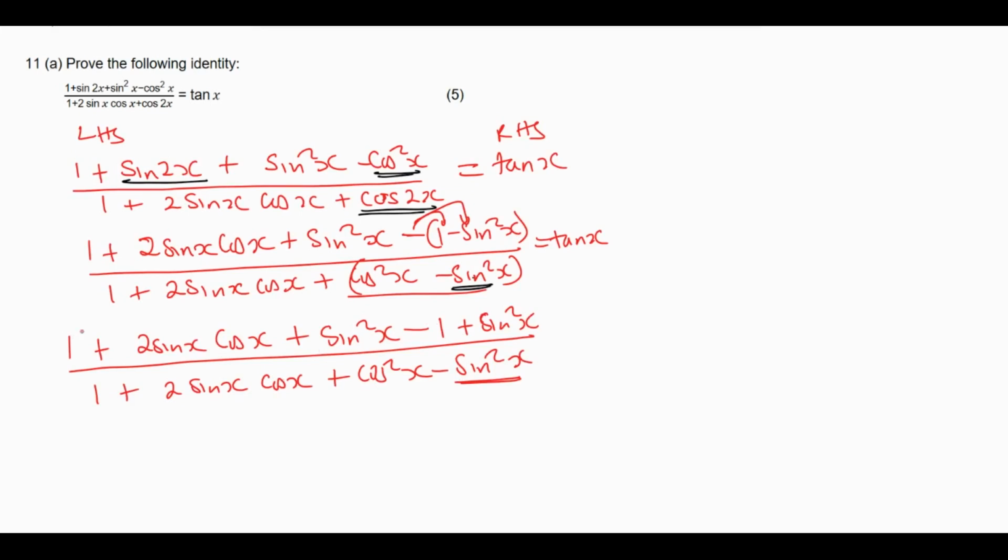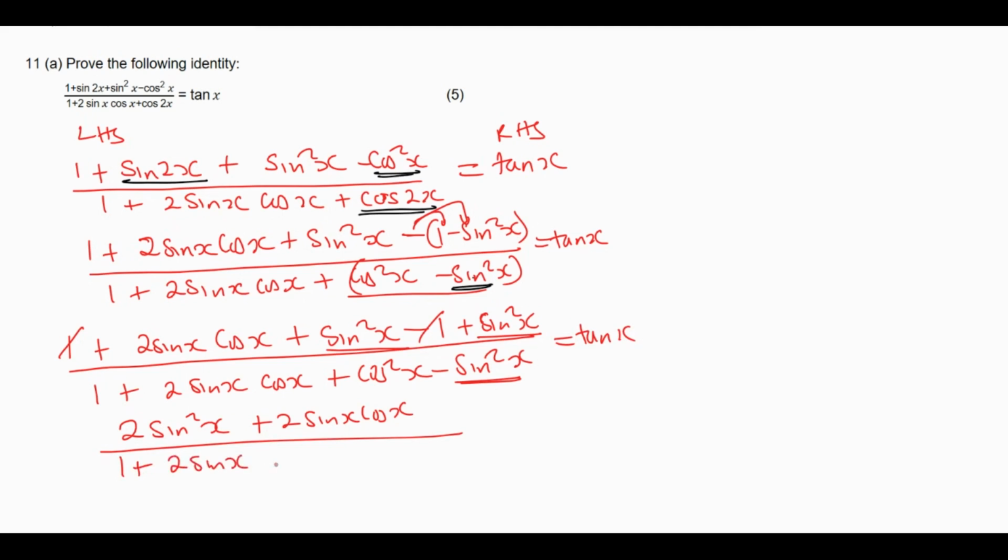But let's deal with the numerator. 1 minus 1 is 0. Then sine squared x plus sine squared x is 2 sine squared x. So we have 2 sine squared x plus 2 sine x cos x over 1 plus 2 sine x cos x plus cos squared x minus, and then you can put this in the bracket, 1 minus cos squared x, is equal to tan x. The numerator is already simplified.